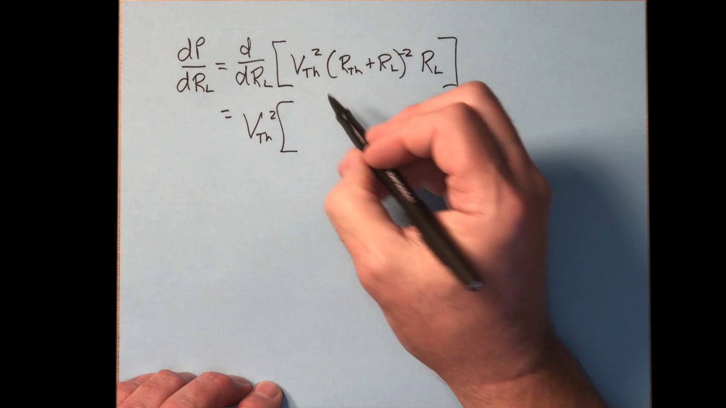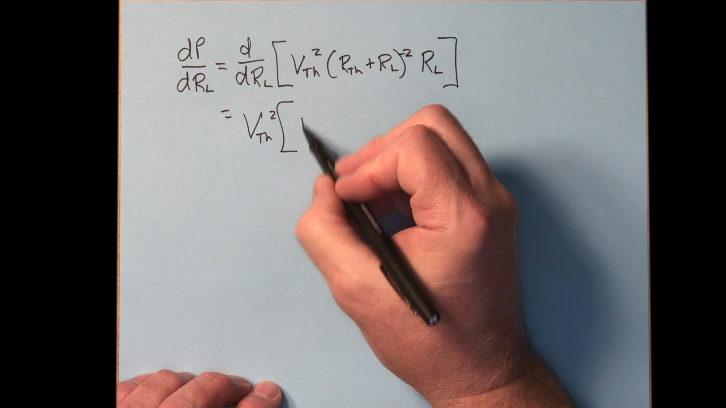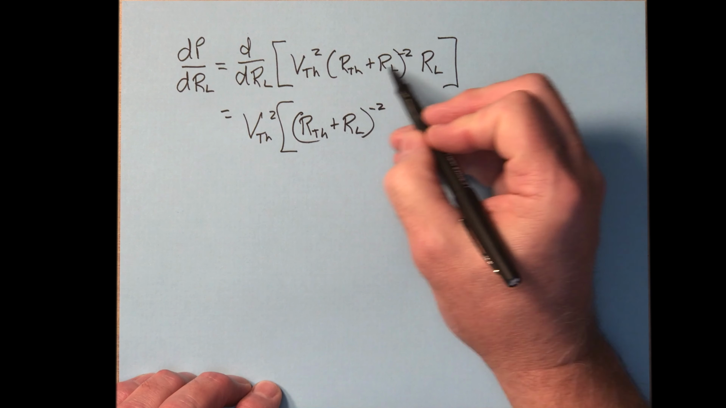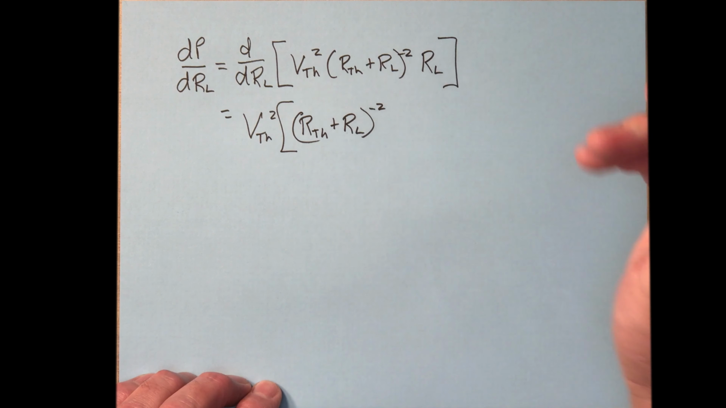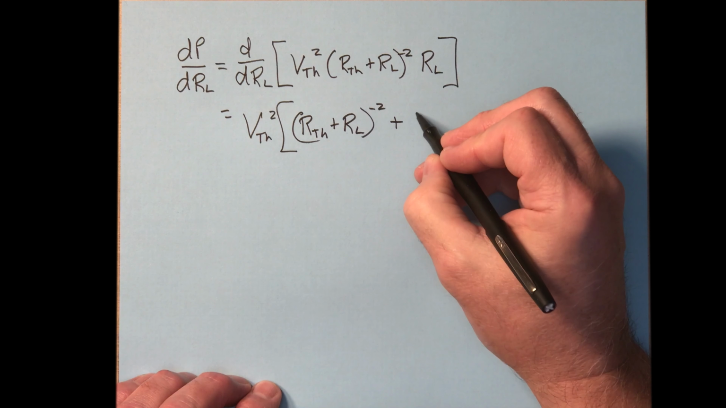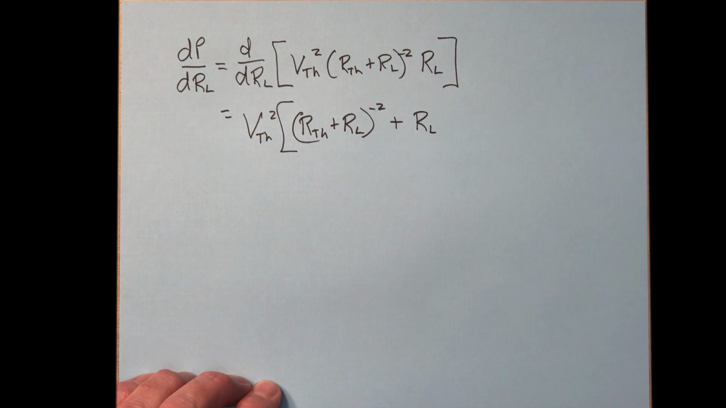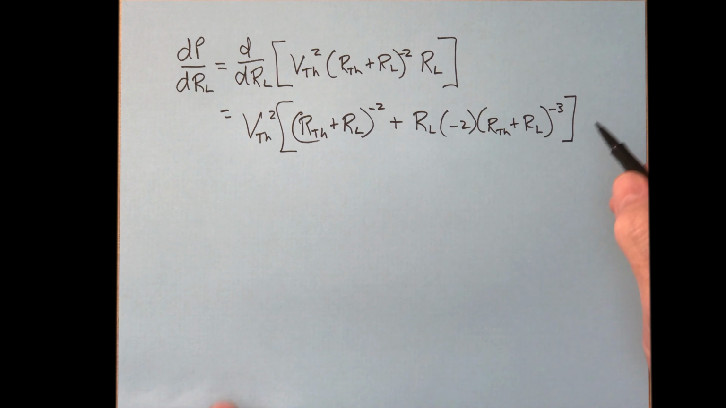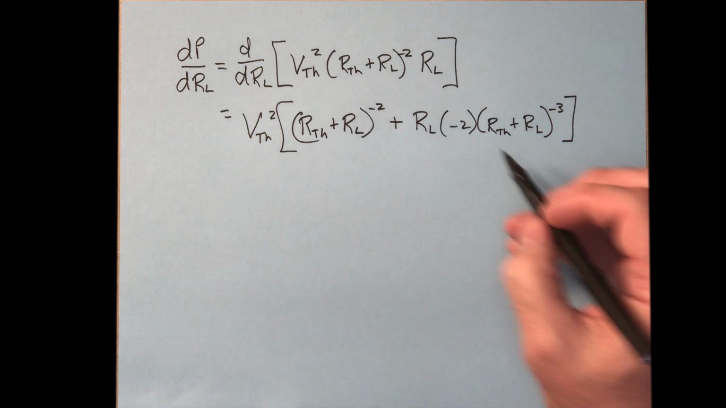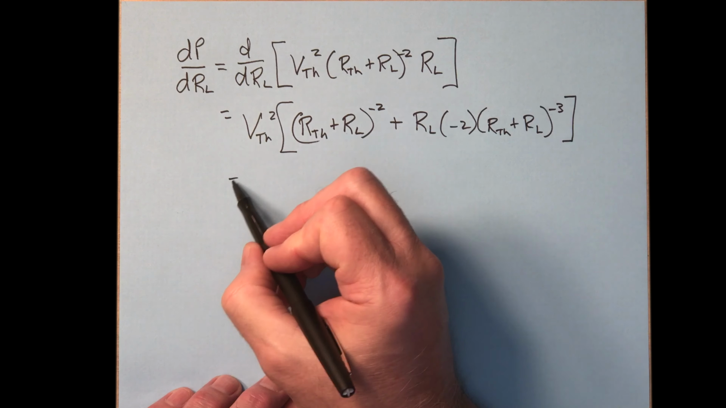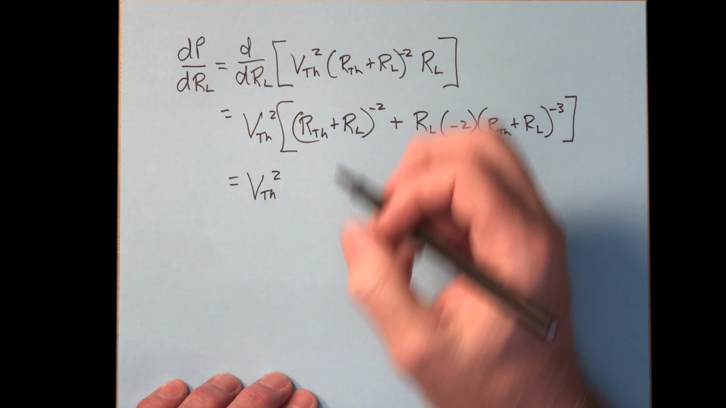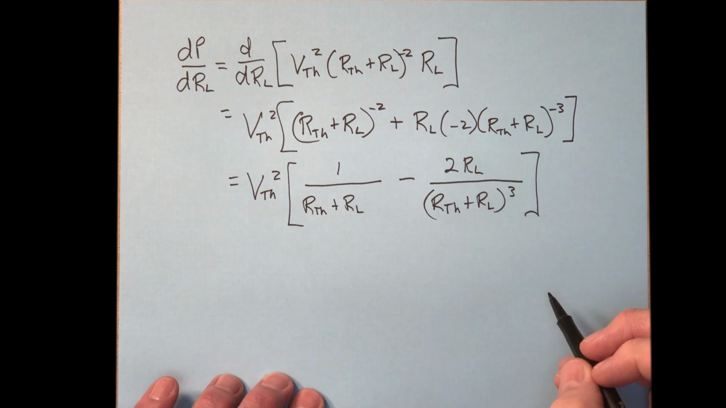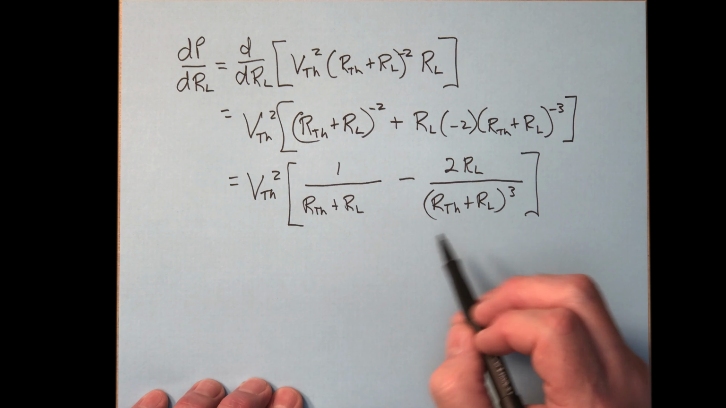We need the product rule. It's going to be the first times the derivative of the second, so RTH plus R sub L to the negative 2, that's the first, times the derivative of the second, which is just going to be 1, plus the second times the derivative of the first, which is going to be that right there. Okay, well, we can kind of reduce the terms a little bit, simplify it, and write it once again as a fraction. All right, let's find a common denominator now.